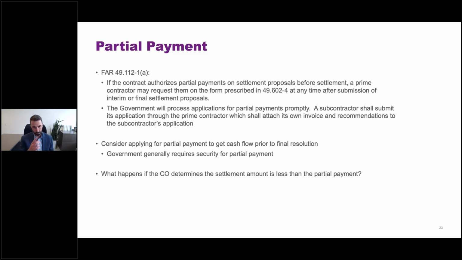It's prescribed in the FAR citation I have here, at any time after submission of an interim or final settlement proposal. So you've submitted the proposal, you're still negotiating, you don't have a final answer, but you have some amount that you think is uncontroversial. You can submit a partial payment request, and the government can process that. The government's supposed to process the request promptly, and if you have subcontractors in the same situation, you can have the subcontractors flow the request up, okay?